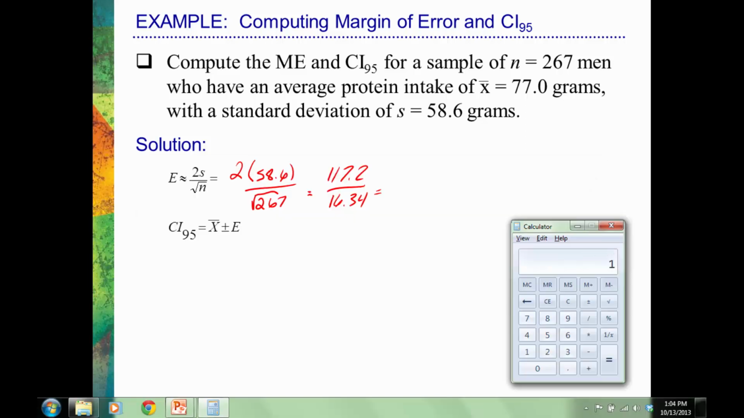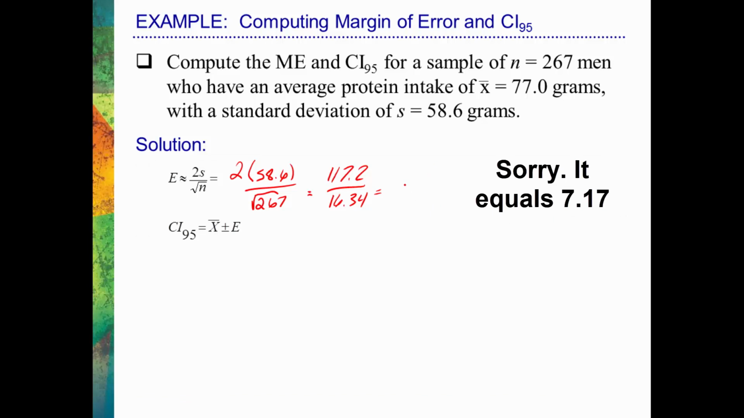All right, let's just work that out real quickly. So we're going to take now 117.2 and divide by 16.34. So our margin of error equals 17.17. All right, well, now that we know our standard error, our margin of error, which is based on our standard error, this is the formula that I'm highlighting right there for the standard error, and you see we multiply it by 2. So our margin of error is now going to be added and subtracted to and from our sample mean. So let's compute that confidence interval.